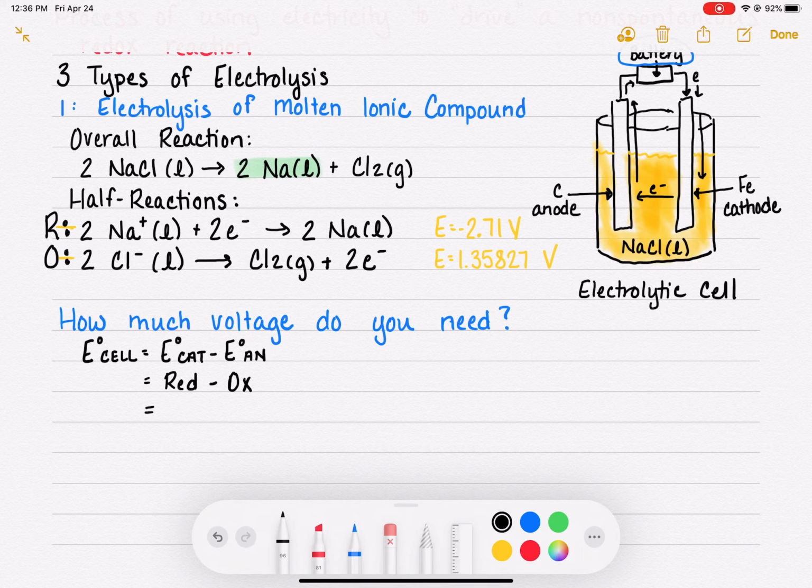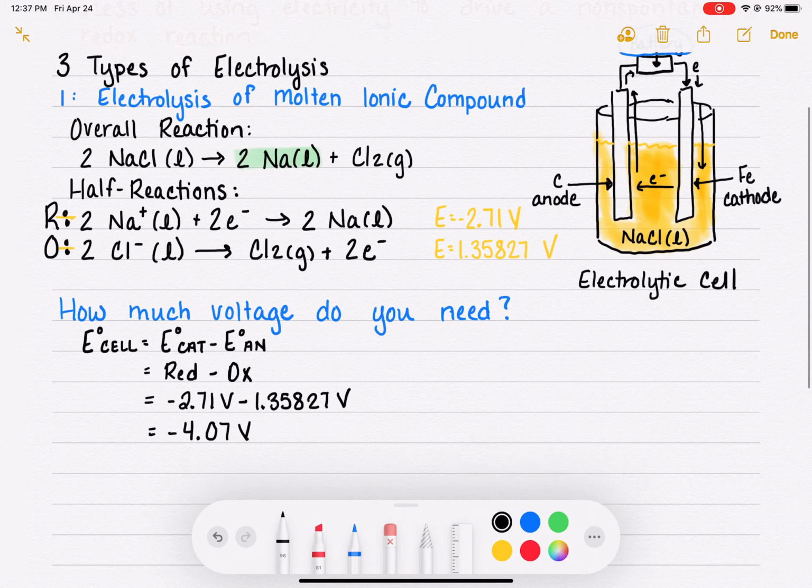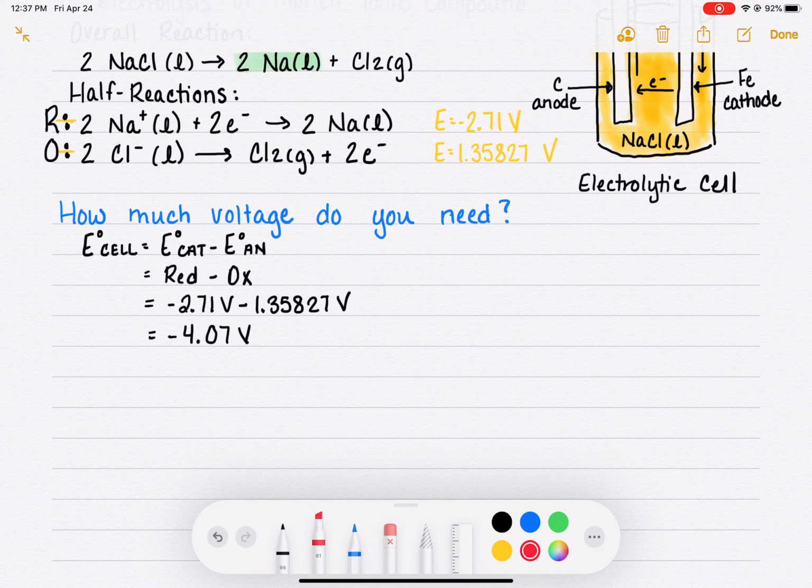So our E cell is going to be negative 2.71 volts minus 1.35827 volts. And let's get our calculators and figure that out. Negative 2.71 minus 1.35827. The necessary voltage is negative 4.07. Now you might be thinking, oh my gosh, we got a negative number here.